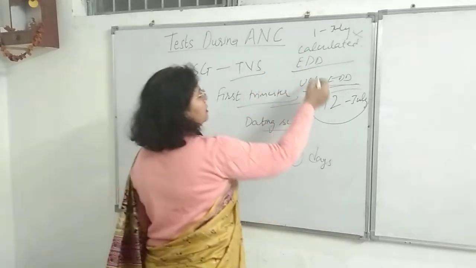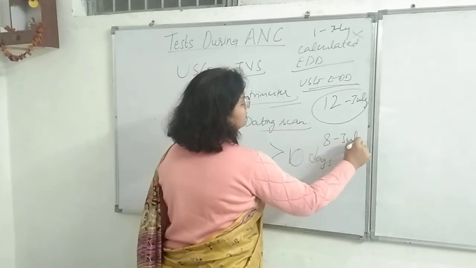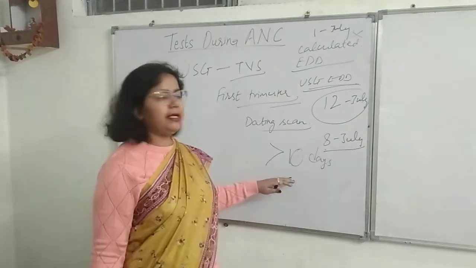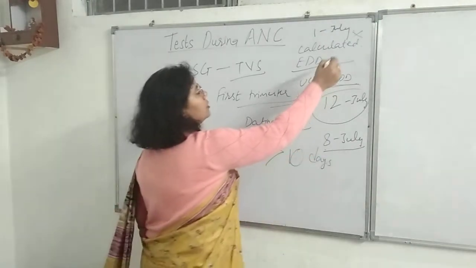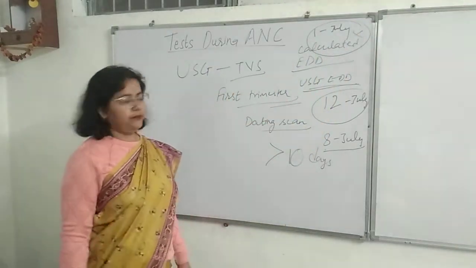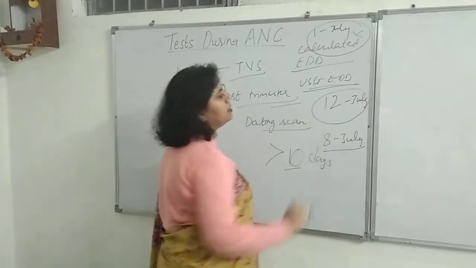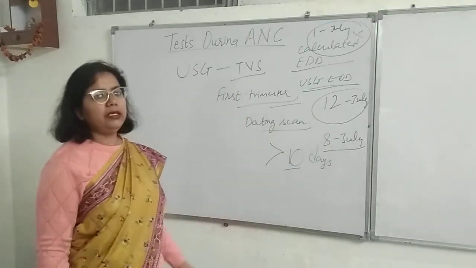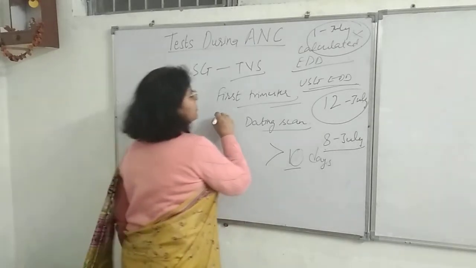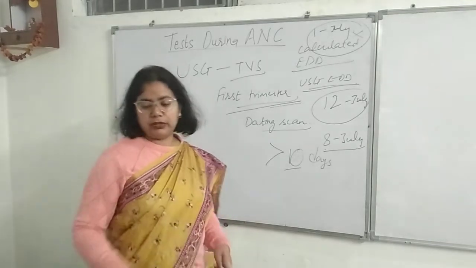Suppose our USG EDD gives 8 July, so the difference between 1 and 8 is less than 10 days. So you will consider this as her expected date of delivery. If the difference is more than 10 days, you will take the ultrasound EDD into consideration. This is important, but it is to be applied only in the first trimester. Only in the first trimester, not in the second, not in the third.